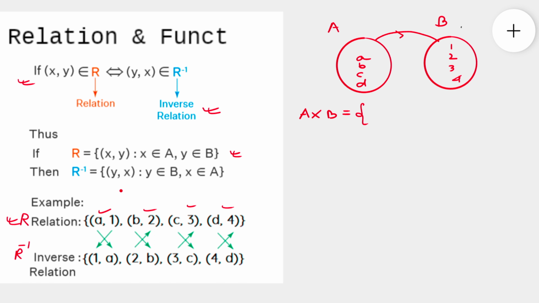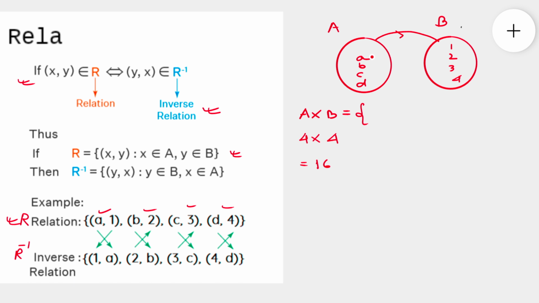A small question to all of you: pause the video and tell me how many ordered pairs we will get after doing the Cartesian product of set A with B. I hope you have already answered it if you paused. For those who don't know, it's a simple trick: the number of elements in set A is 4 and the number of elements in set B is 4, so the resultant ordered pairs will be 16. Let me show you a couple of them so that you can have a clear picture.